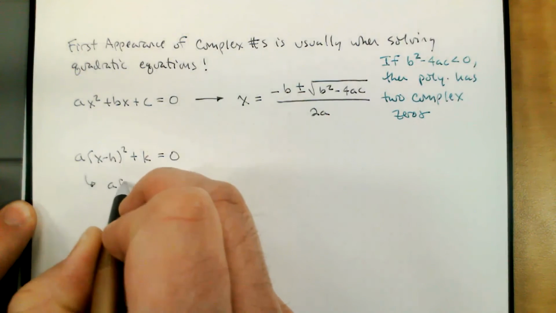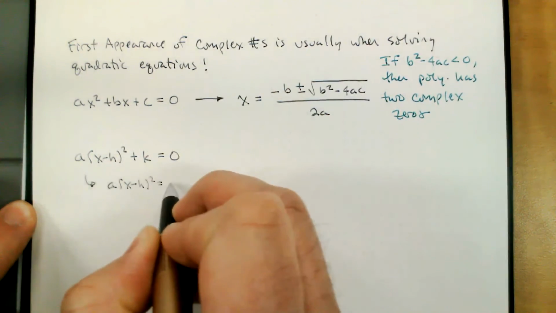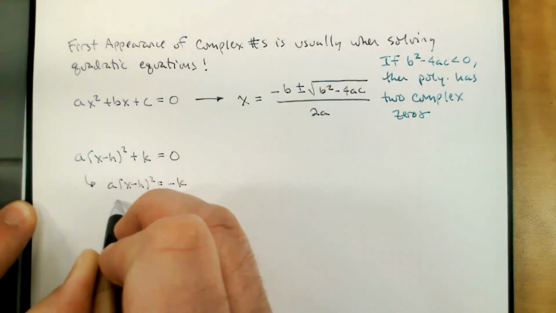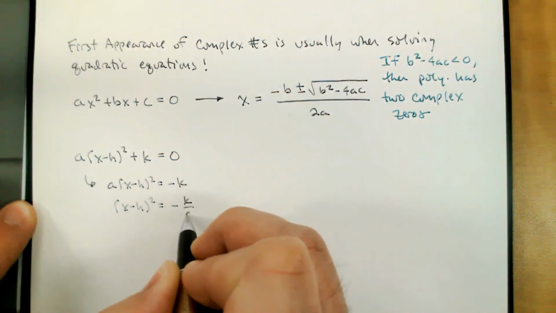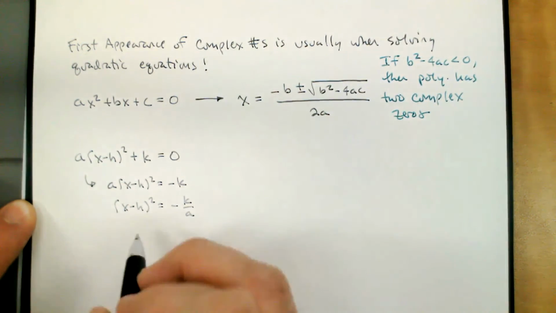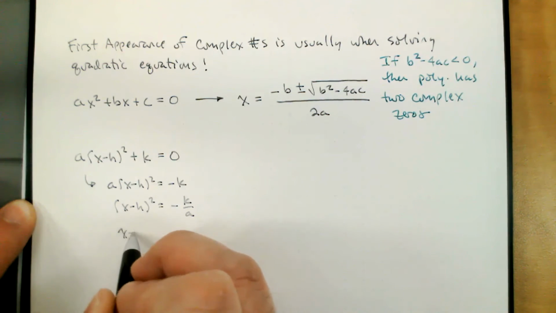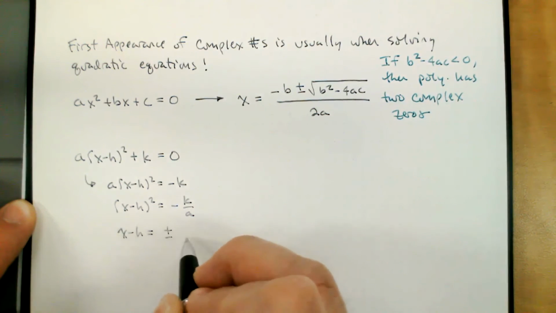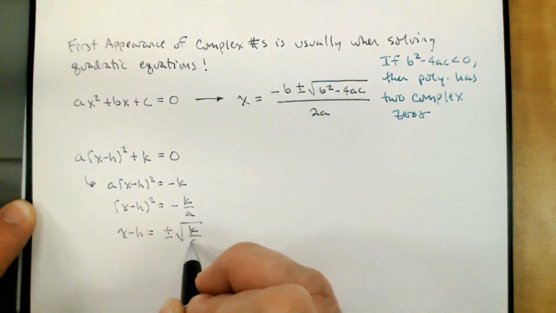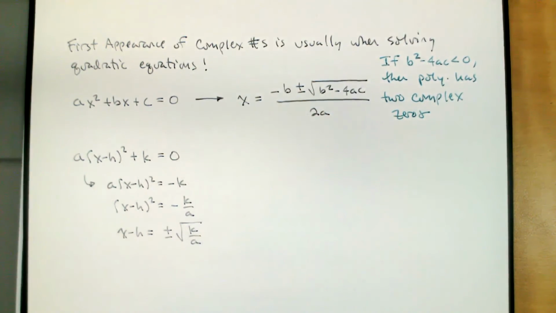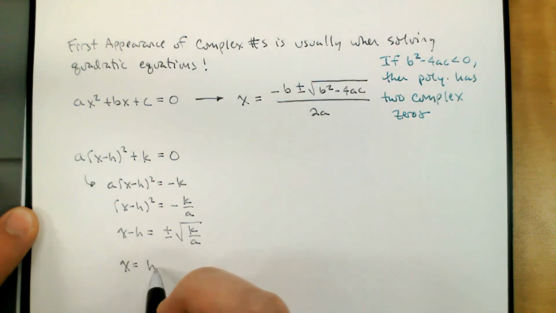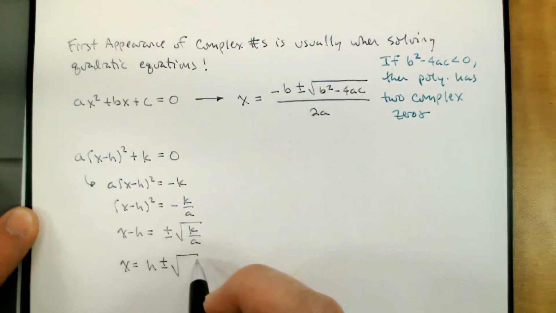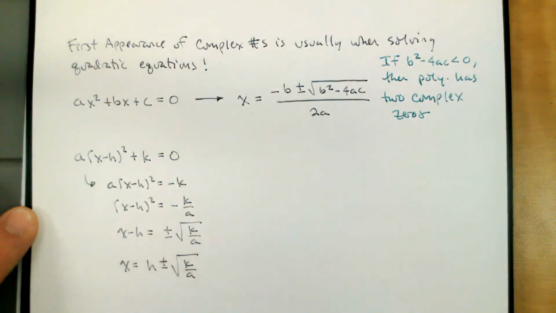So I could say a times (x minus h) squared is equal to minus k. Divide by a, so (x minus h) squared is minus k over a. Undo the square with the square root, so x minus h is plus or minus the square root of minus k over a. And so x is h plus or minus the square root of minus k over a.